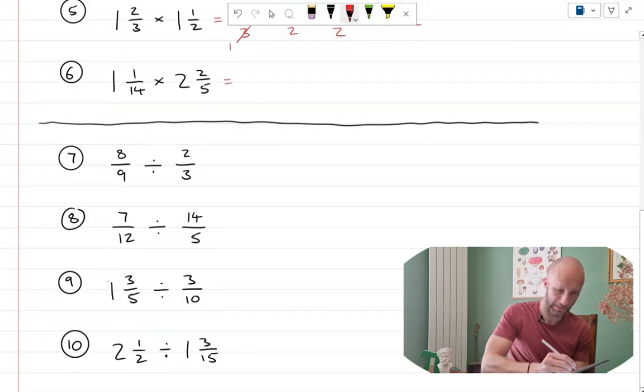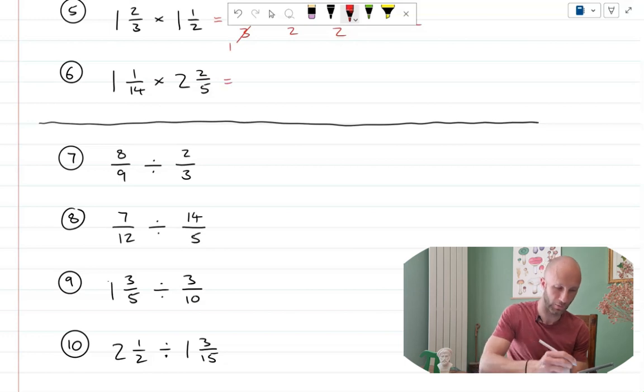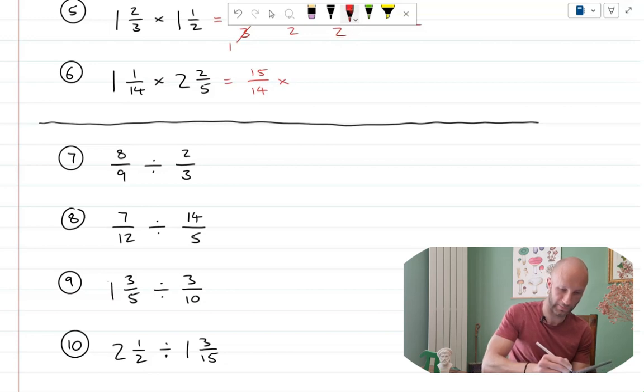So again, exactly the same as the previous one, we convert to an improper fraction. So 1 times 14 is 14 plus the 1 is 15. Bottom stays the same. 2 times 5 is 10. Add the 2 on is 12. So this is 12 over 5.